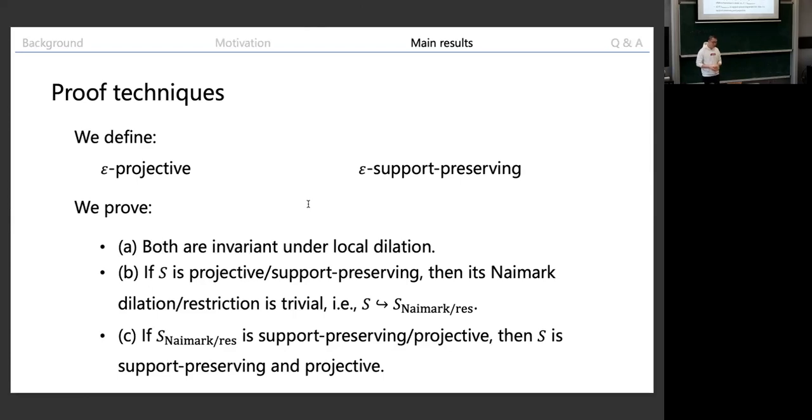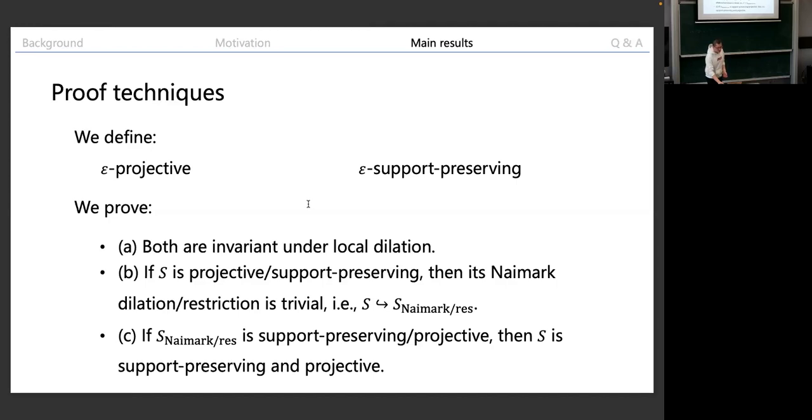And finally we show that this Lyman dilation is a canonical way to produce a full rank strategy, but it says nothing about its full rankness or support preservedness. Here we show that if your Lyman dilation is support preserving, then your original strategy has to be both support preserving and projective. And similarly, if the restriction of your original strategy is projective, then your original strategy has to be support preserving and projective. So I think this is the most important thing that we developed for restriction and Lyman dilation.